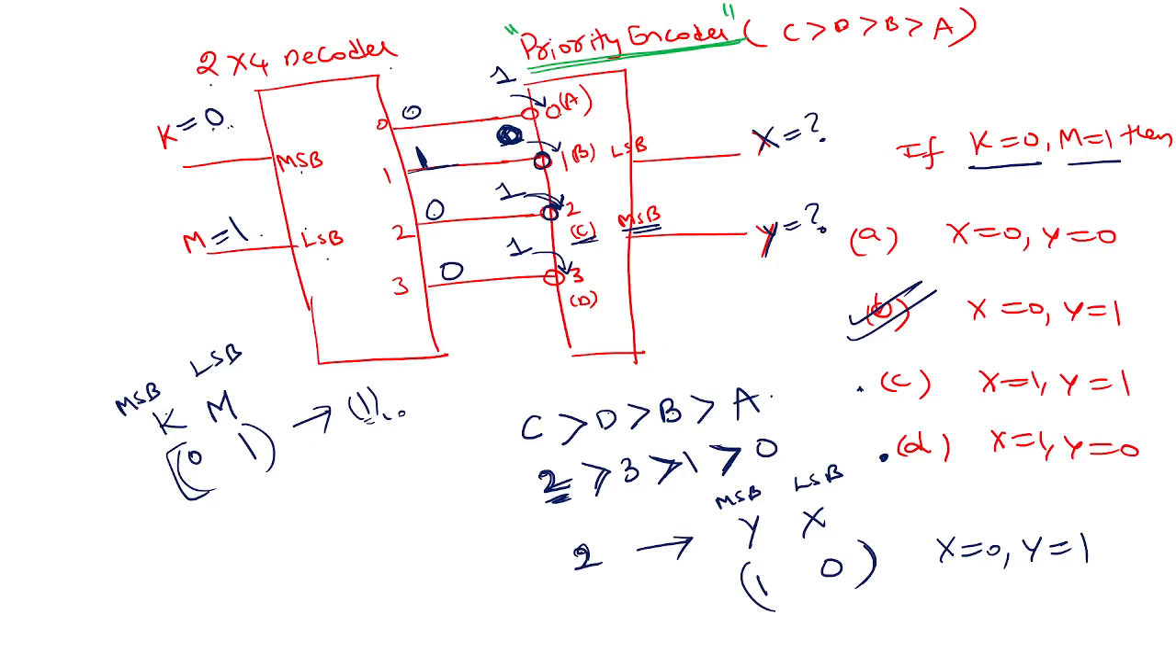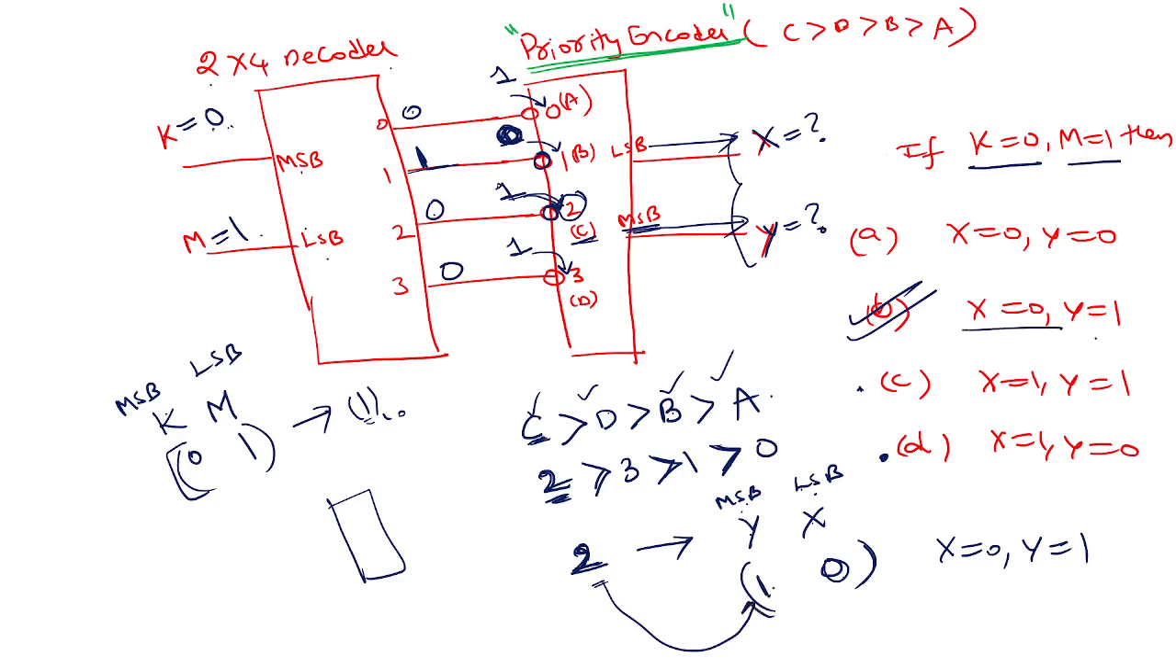So now for the priority encoder, it works on the priority of C, D, B, A. First it will check for C, whether it is 1 or not. Yes, it is 1. So the output will be shown in accordance with line 2, right? How will 2 be encoded as 1 and 0? MSB is Y, LSB is X. Right here, if you see, MSB is connected to Y, X is connected to the LSB. Are you getting it? So 2 can be encoded like this, 1, 0. So according to this, X is 0, Y is 1. Little bit of a tricky problem actually.